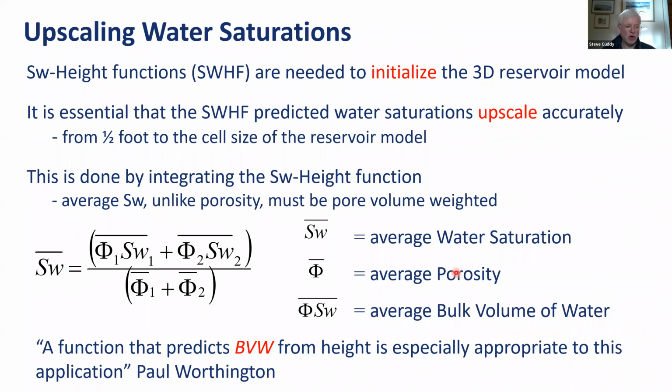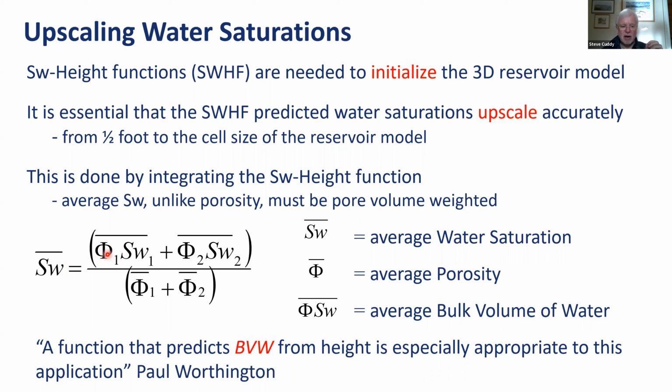Now we want to upscale the water saturations for our reservoir model from 6 inches to the size of your cells. It's very important. We need to average permeability, porosity. Porosity is very easy to do. You just add up the porosities in the cell and divide by the number, and that's your average. Now, petrophysicists know it is a little bit more complicated when you use water saturation. When you take an average water saturation, you have to multiply it by the porosity. It's pore volume weighted. You have to pore volume weight the water saturation before you find the average.